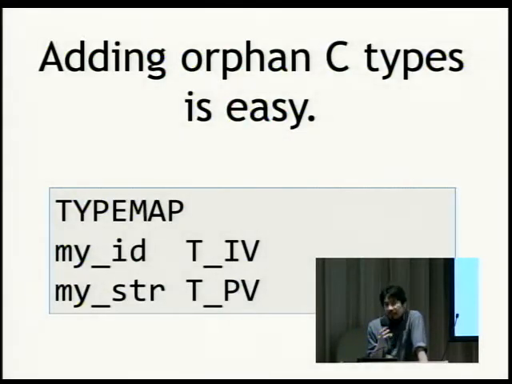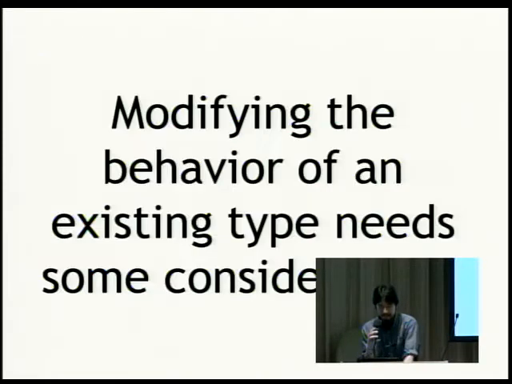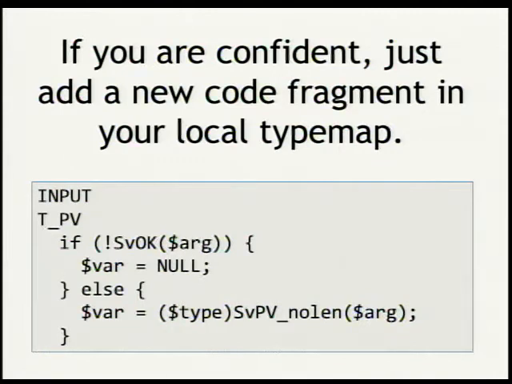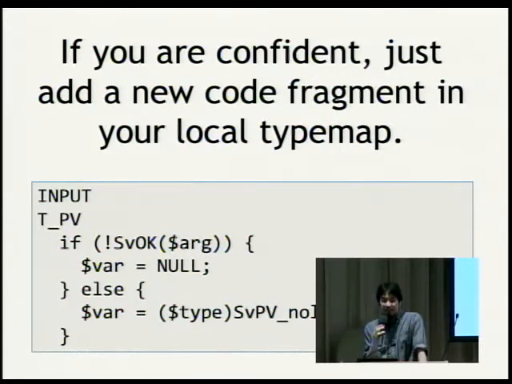Adding often not listed C types is easy. Just put the C type and the corresponding XS type. And modifying the behavior of an existing XS type needs some consideration. You need to take care. If you are confident, if you really think this modification doesn't break your existing software, just add a new code fragment in a local typemap. Then it will be used.